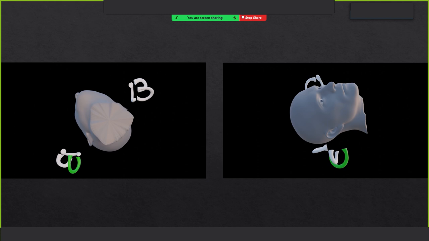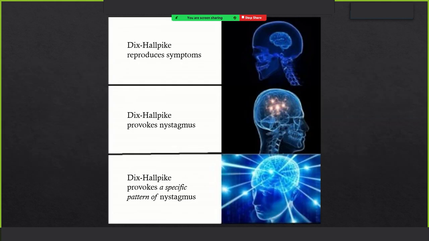But anyway, we should be able to predict what happens to the eyes if we know which canal we're activating, right? So that position I had you go into, where your eyes were dragged down and torsional away from the rotation, that's your slow phase. That's the pathologic reflex activation. You compensate for that by beating in the opposite direction.